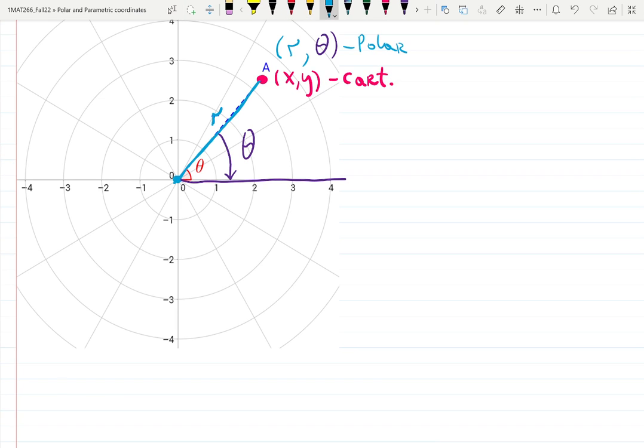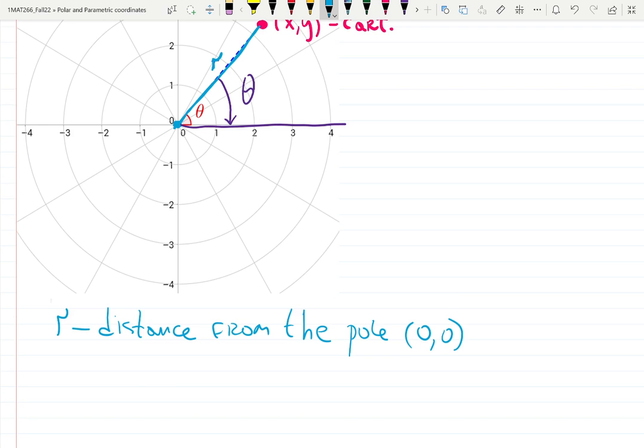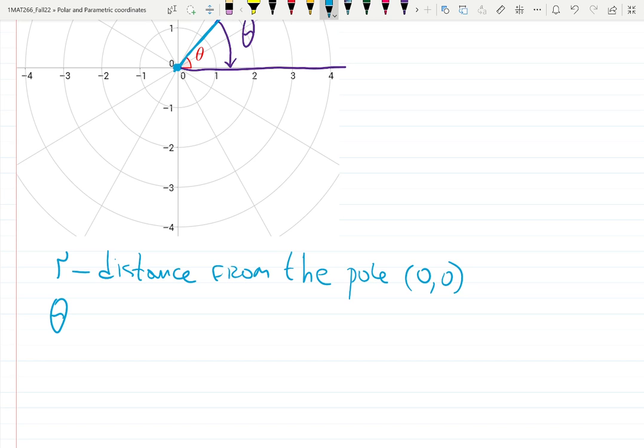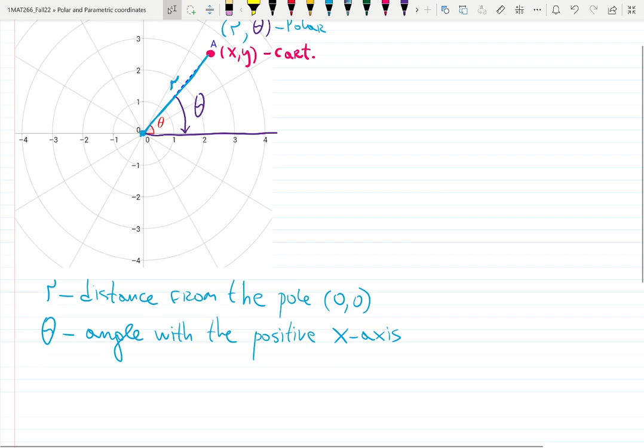We're going to write down that R is the distance from the pole, just like in the polar idea, where there's a pole, the original point. The pole, (0, 0). And then theta, the circle with the wiggly part inside, is the angle with the positive x-axis. And now it defines a unique point.